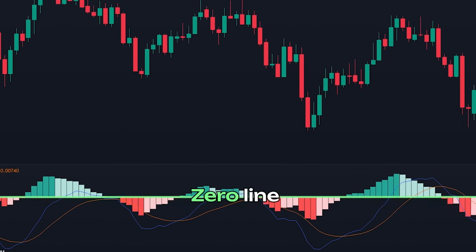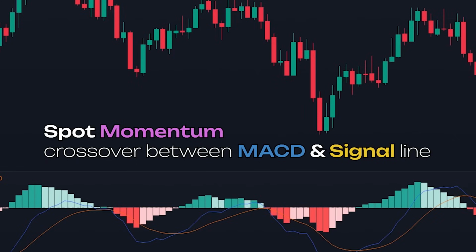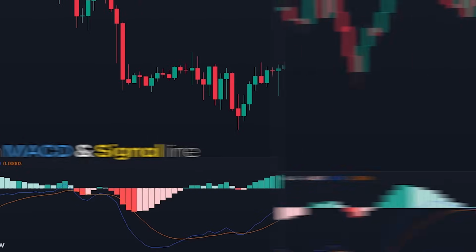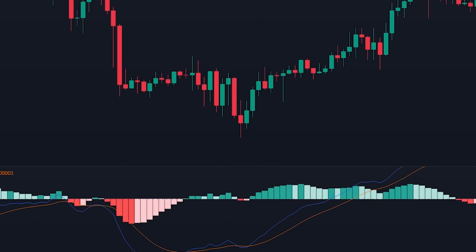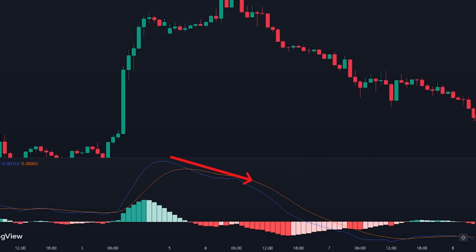Lastly, there is the zero line, serving as the center of the MACD indicator. Traders use this indicator to spot momentum by looking at the crossover between the MACD line and the signal line. Let me show you an example. If the MACD line crosses above the signal line, it indicates that the market is on an upward momentum. And if it crosses below, it indicates that the market is on a downwards momentum.